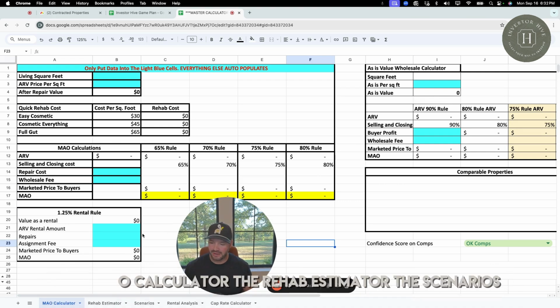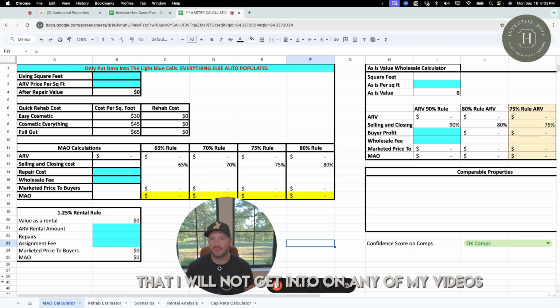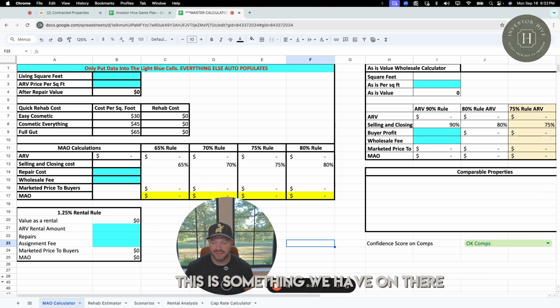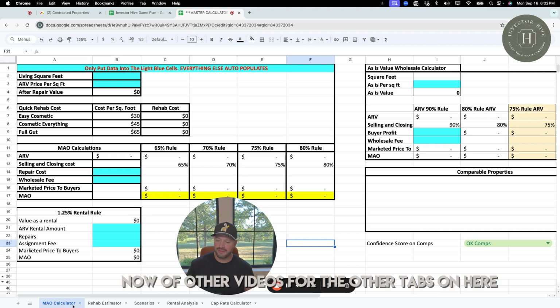We have the MAO calculator, the rehab estimator, the scenarios, the rental analysis, and there's a very simple cap rate calculator that I will not get into on any of my videos. There's better cap rate calculators out there. This is something we have on there. But without further ado, we're going to start on the MAO calculator, and I'll have other videos for the other tabs on here.